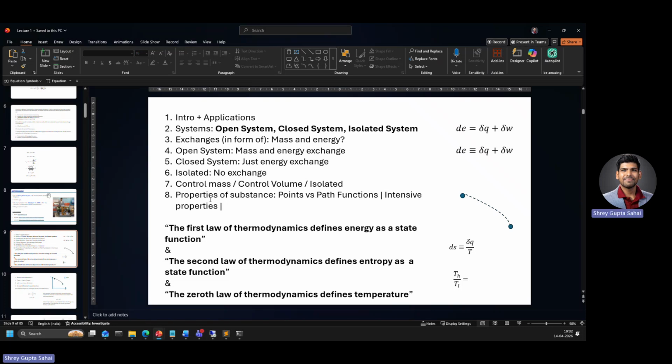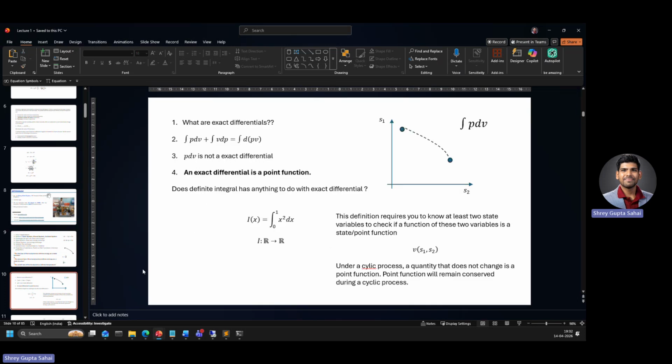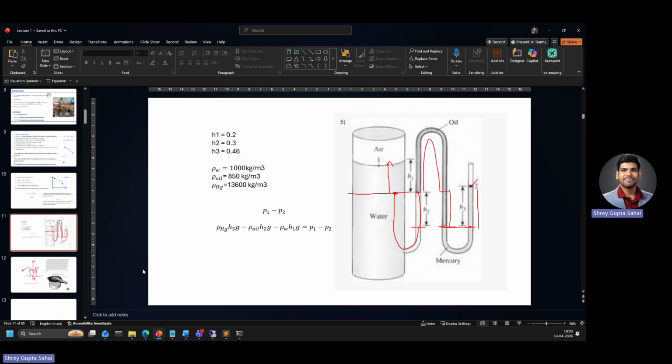How state points and the three laws are very similar to definitions. They are actually definitions. Actually, don't talk about the third law, because it's a statistical thermodynamics law, not much classical thermodynamics there. Then we slightly talked about the exact differential, path functions and point functions.